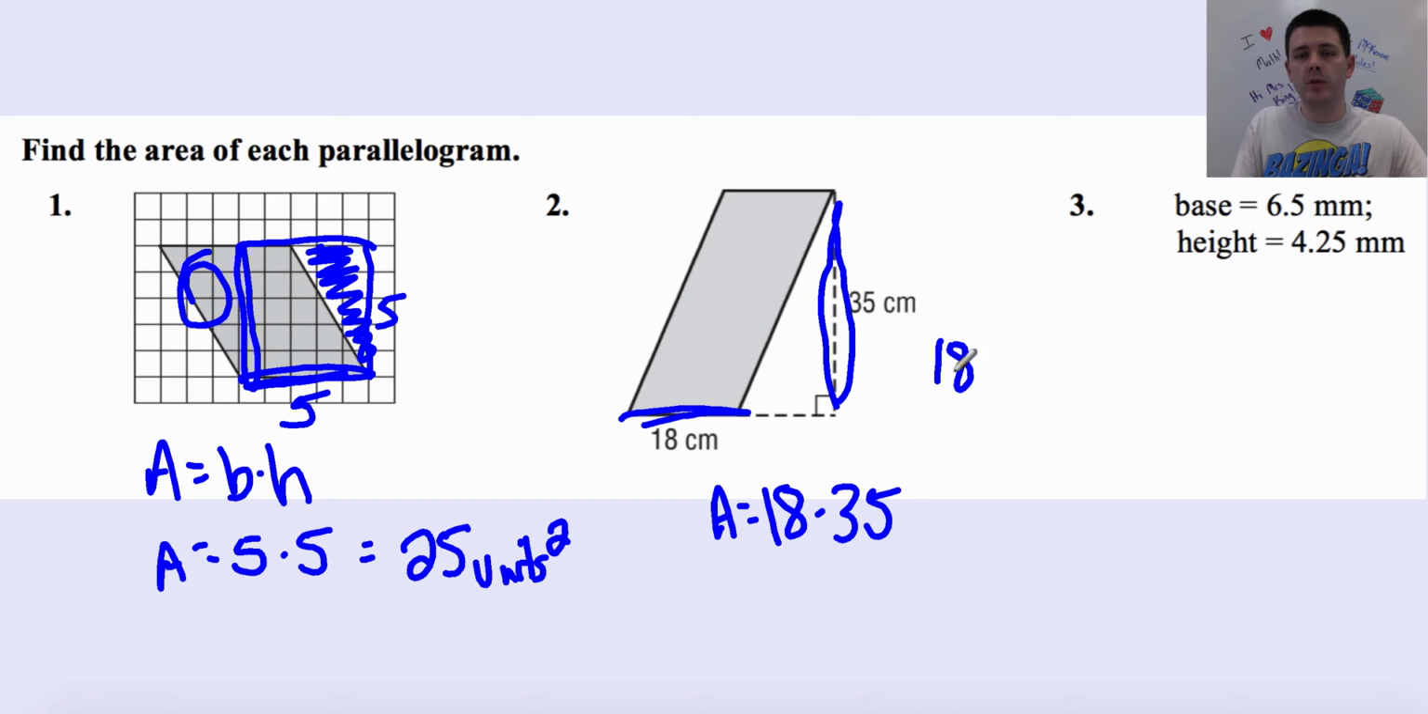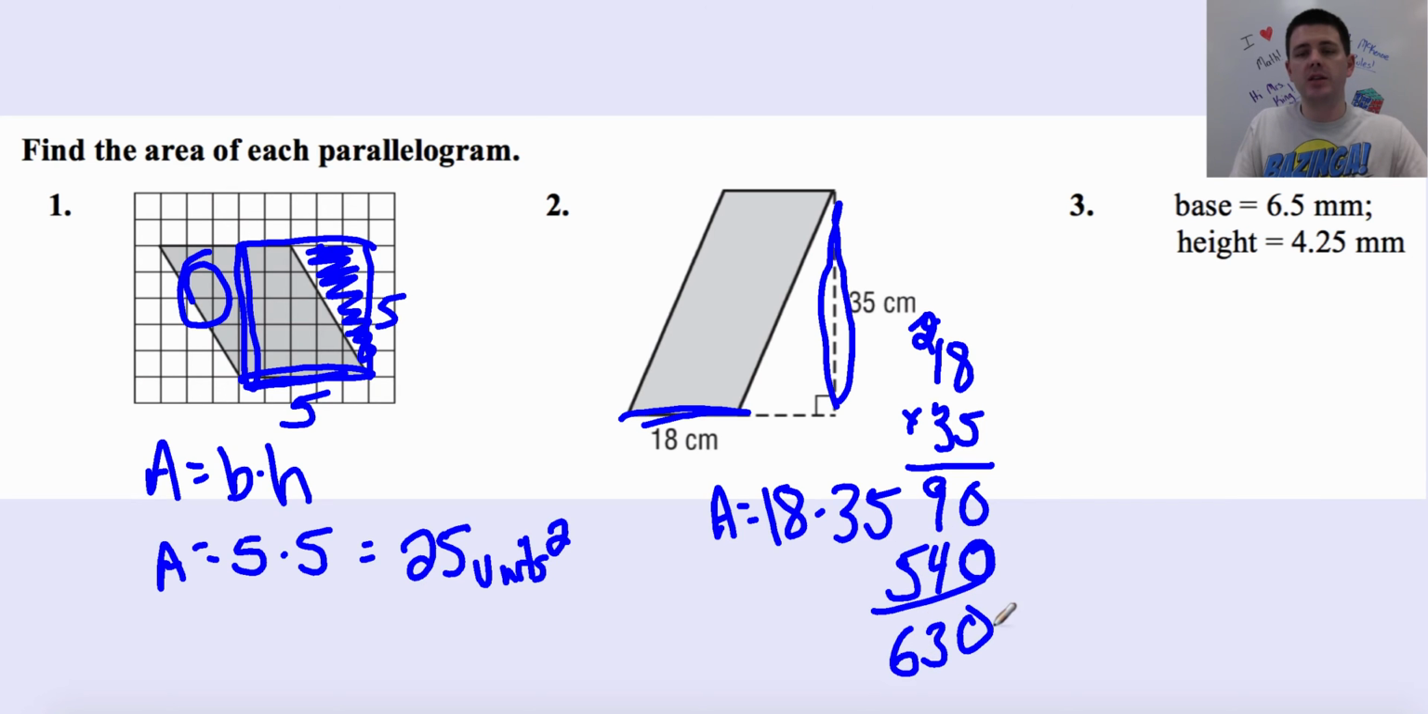So we do a little multiplication off to the side. 5 times 8 is 40, carry the 4. 5 times 1 is 5, plus 4 is 9. Add the 0 to start the next row. 3 times 8 is 24. 3 times 1 is 3, plus 2 is 5. Add it all up, and we get 630 centimeters squared. How many little square centimeters could I fit inside of that shape? So 630 centimeters squared.